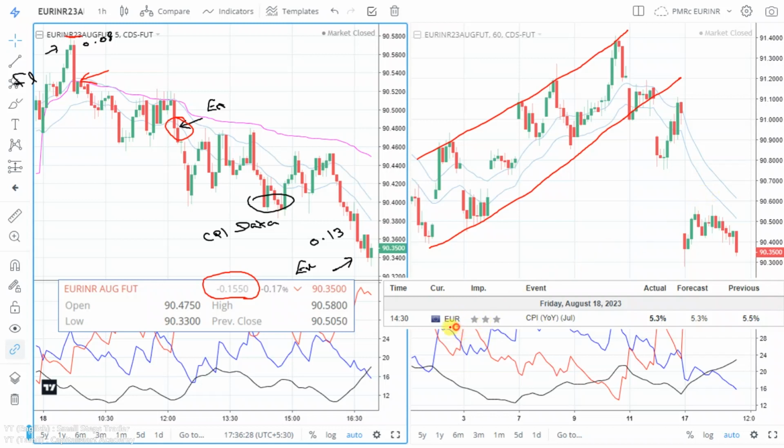Around 2:30 for euro, there was CPI data. As expected, the actual came in line with the forecast. So after 2:30, this fake upside, and again it went to the downside.